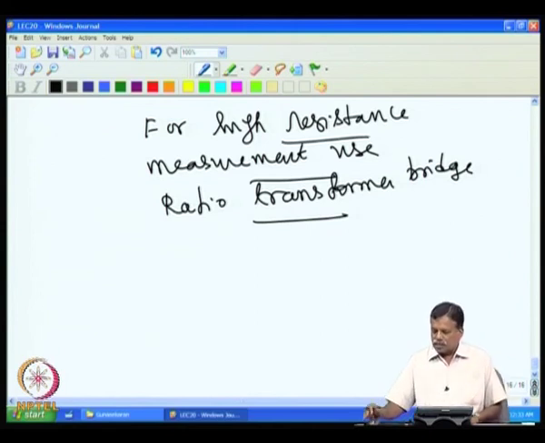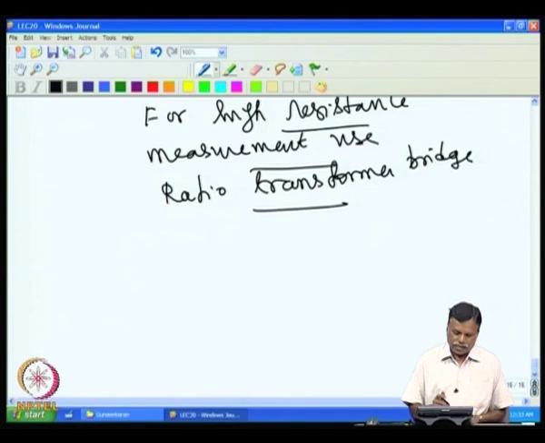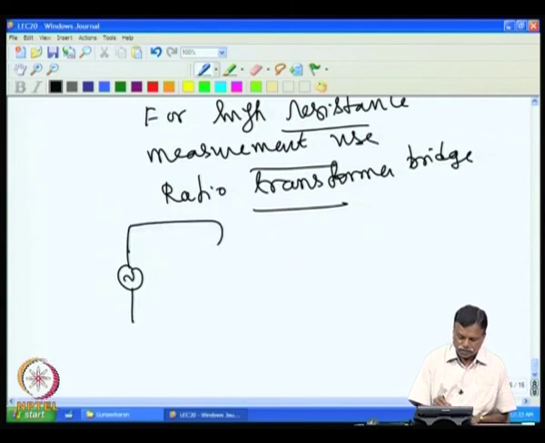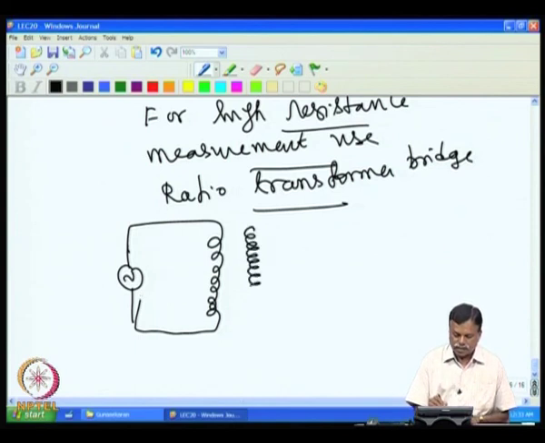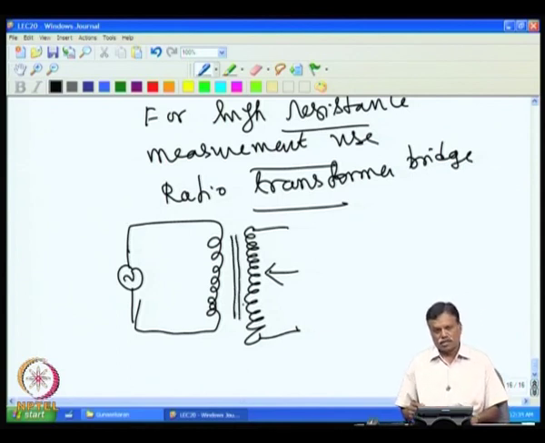Now, what is this technique? How does this avoid the error due to the leakage resistance? So, the ratio transformer bridge looks like this. You have an AC source that is connected to the transformer primary. Then it has a secondary like this, and we have a tap on the secondary, and it is wound on a high mu core, very high mu core it is wound.